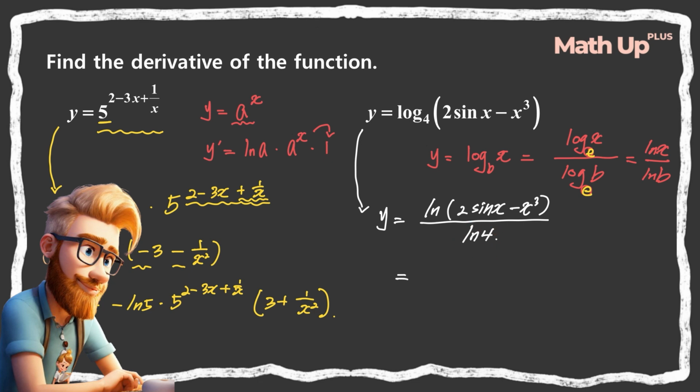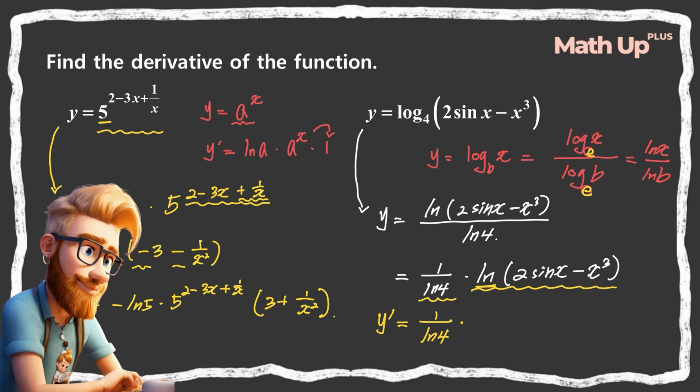So this function can be written as 1 over natural log 4 times natural log of 2 sine x minus x cubed. Now let's find the derivative of this function. So y prime is equal to the constant, leave it alone. So 1 over natural log 4 times the derivative of this function right here.